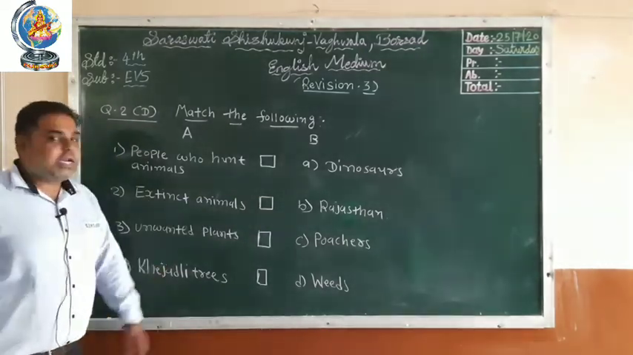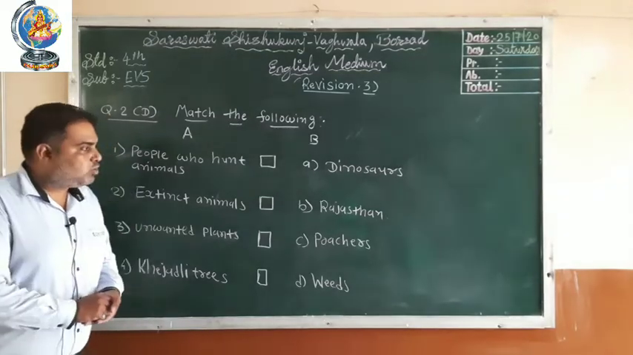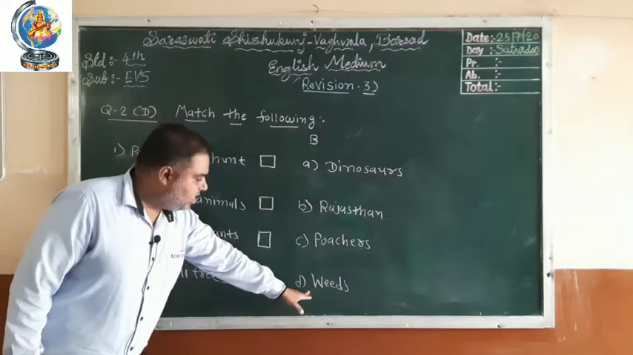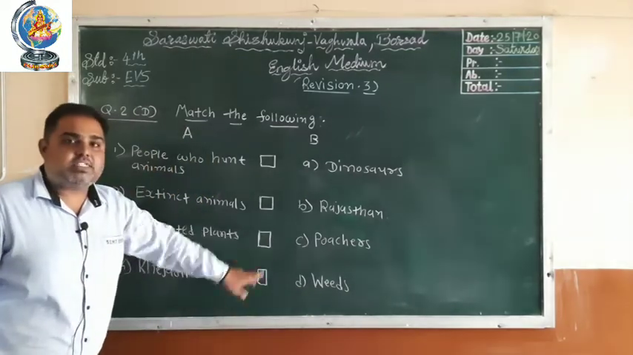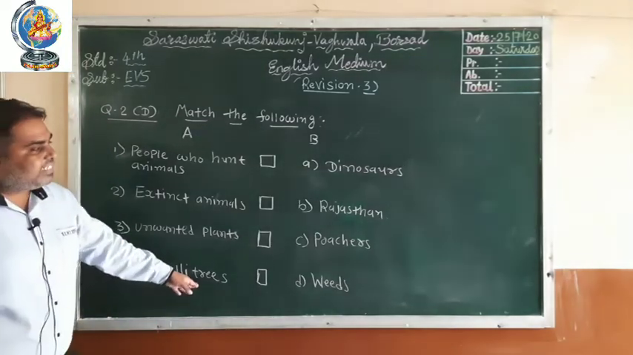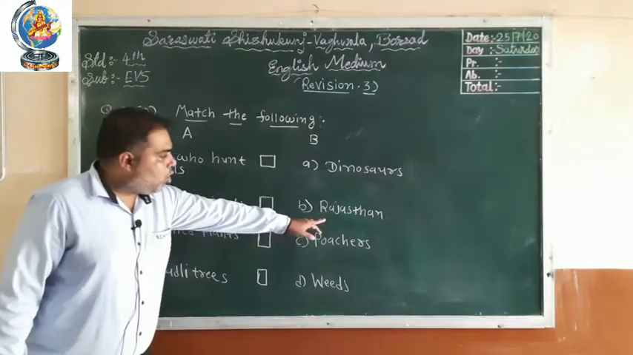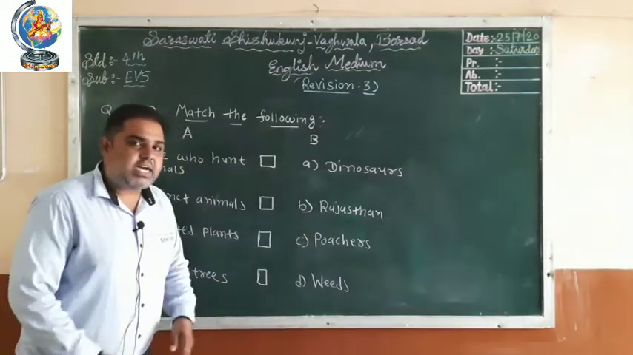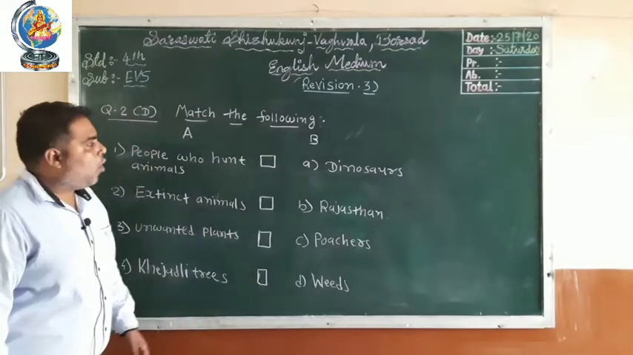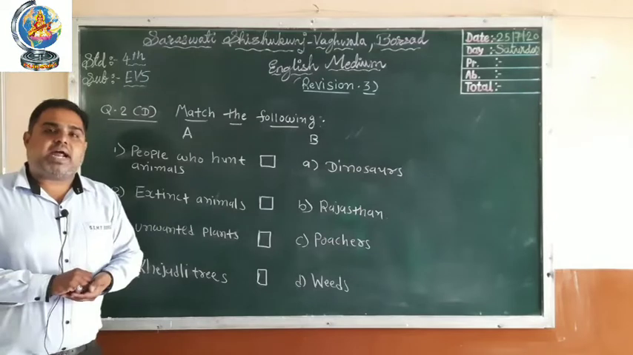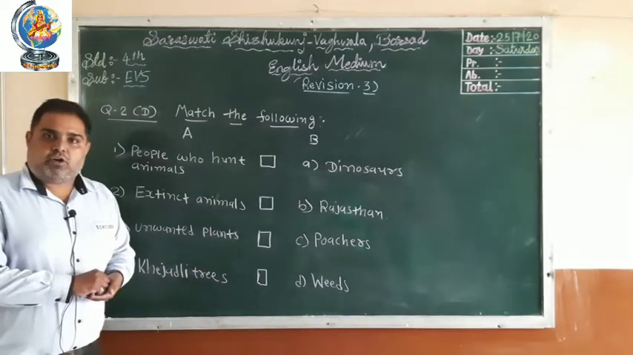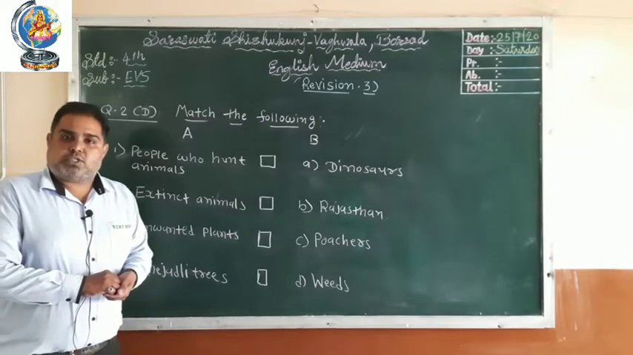Third, unwanted plants. What do we call unwanted plants? Unwanted plants we call weeds. So D option is correct. So you have to write D option in this box. And fourth number, khejri trees. Where are khejri trees found? They are found in the state of Rajasthan. So B option is the correct answer. So you have to write B option in this box. So students, this is how you have to write the answers of match the following. So these are the answers of match the following. I hope you have understood it.